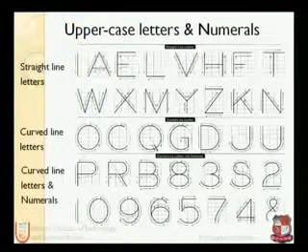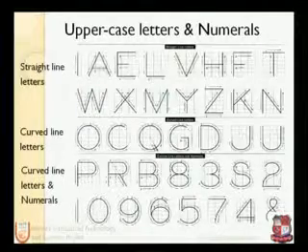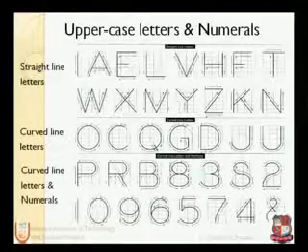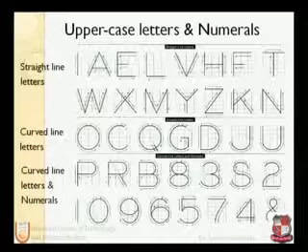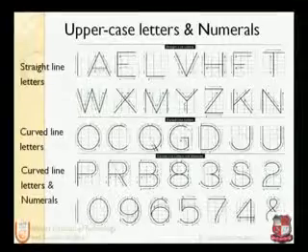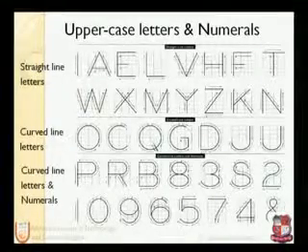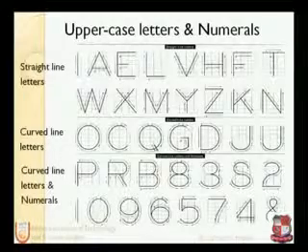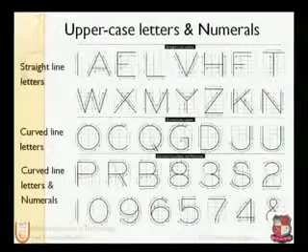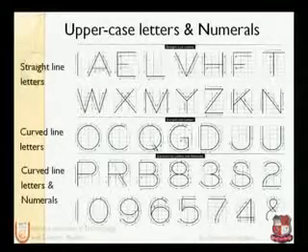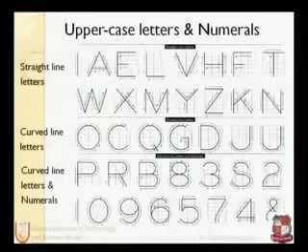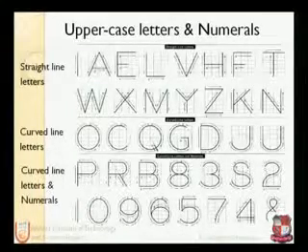So what are the different types of strokes we are going to use, and what is the suggested standard stroke sequence? As we can see on the screen, straight line letters, uppercase letters, and numerals. The straight line letters start from I, A, E, L to N. The curved line letters, for example O, C, Q, G, D, we need to curve the stroke. And curved line letters and numerals are, as we can see on the screen, these strokes are recommended.